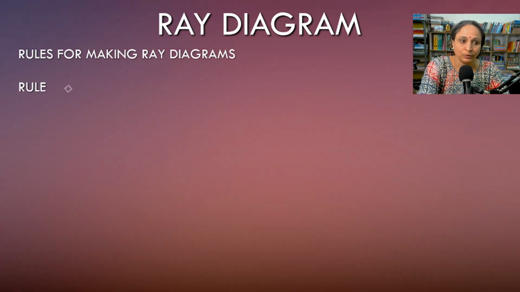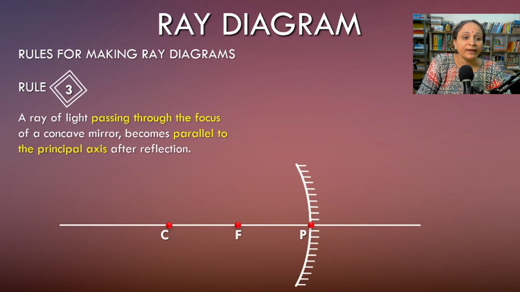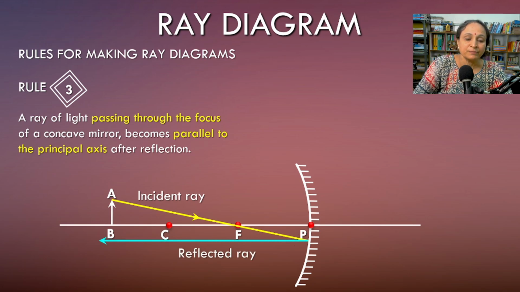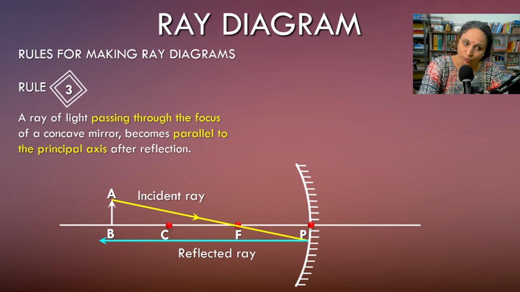Now, rule number 3. A ray of light passing through the focus of the concave mirror becomes parallel to the principal axis after reflection. Let's take the object again. This is AB. There is one ray coming along the focus and hitting the mirror. After passing through the focus, after reflection, what happens? The reflected ray becomes parallel to the principal axis. This is rule number 3.